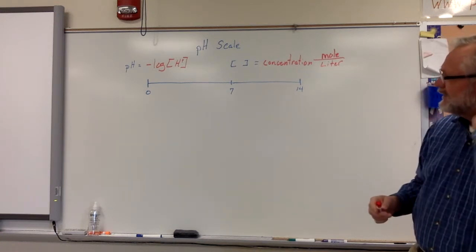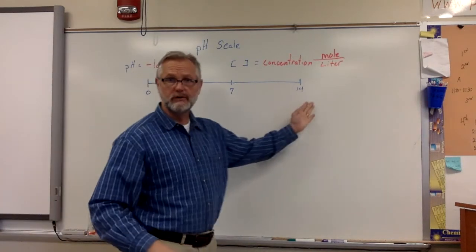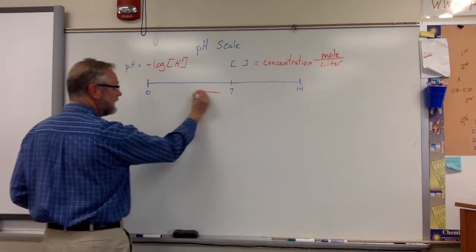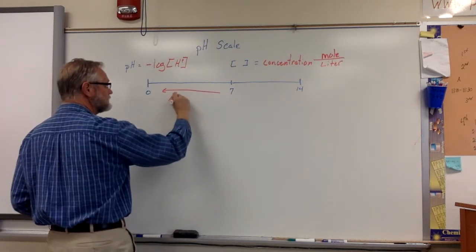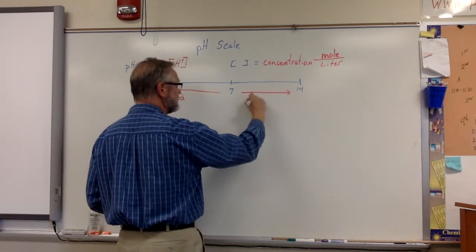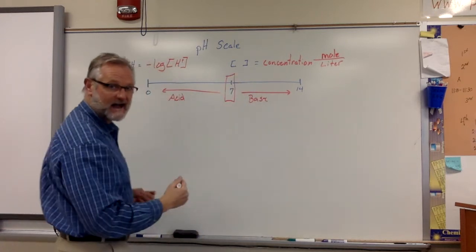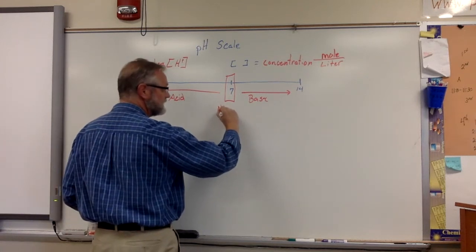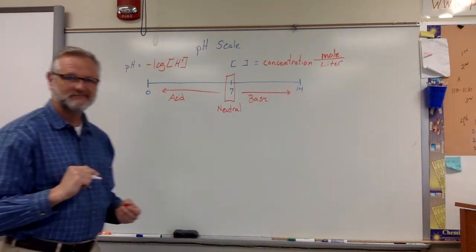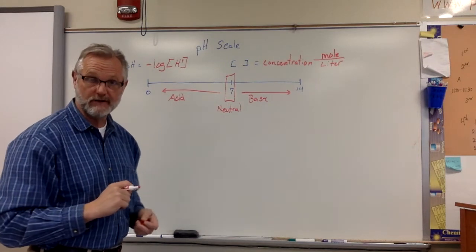So let's talk a little bit about the pH scale. The pH scale, pretty straightforward. It's set up so that it measures from 0 up to 14. So we have 7 being the divider. Anything below 7 is considered an acid. Anything above 7 is considered a base. If you are at exactly 7, then the substance is said to be neutral.